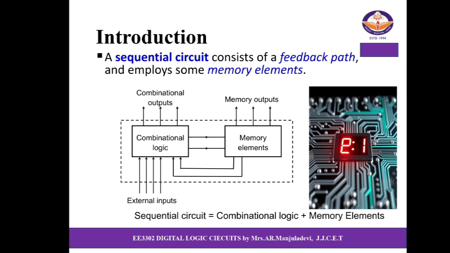A sequential circuit consists of a feedback path and employs some memory elements. The sequential logic circuit is nothing but a combination of combinational logic and memory elements. The external inputs are given to the combinational logic and the output of the combinational logic is given to the memory elements. Then the output of the memory elements is given back to the combinational logic as feedback. The combinational logic's outputs are called combinational outputs. The memory elements' outputs are called memory outputs.